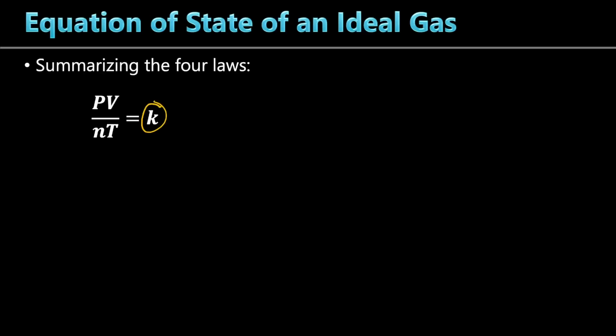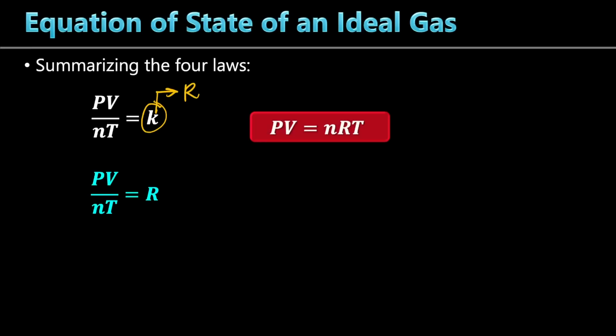That K, let's replace it, since it's a constant in physics. Let's put the constant that is used, which is R. So now, we have this equation: PV over NT is equal to R. Do you now realize what equation I want to arrive at? Yes, okay. From this equation, we got the famous ideal gas equation, PV equals nRT. Yes, that is where this equation came from.